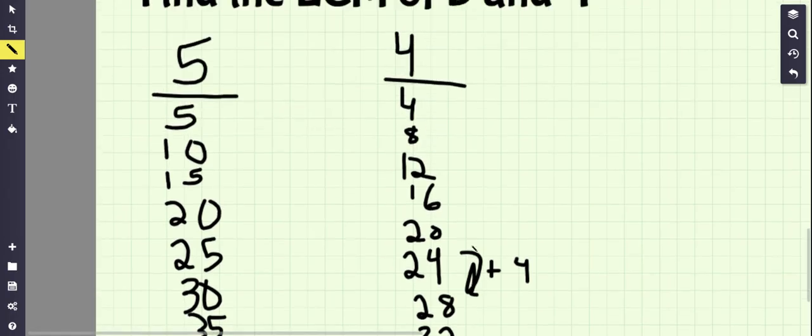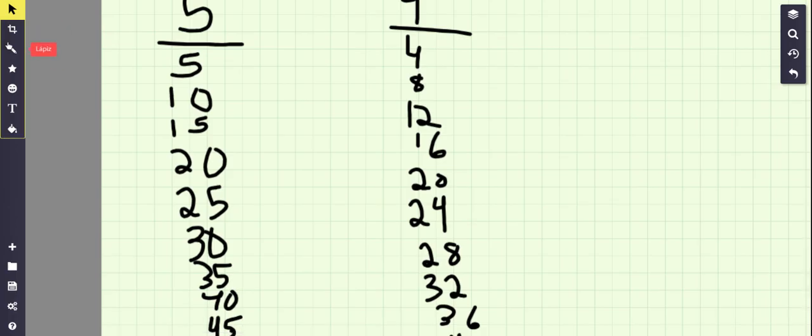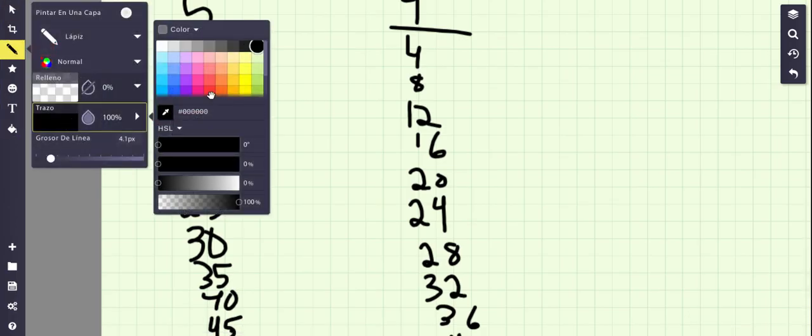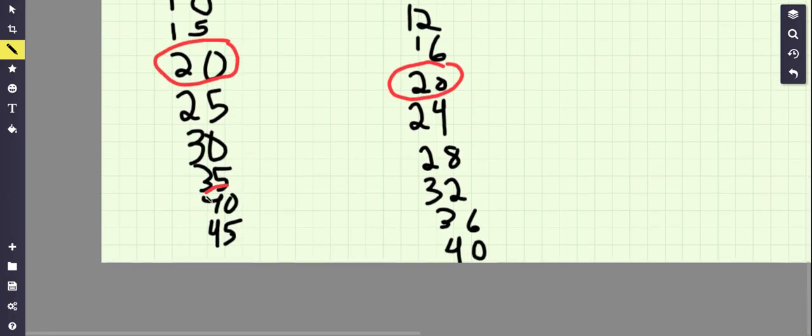Since we listed all our multiples, now let's find the common multiples. Just like the last one, we always have to find our common multiples. Remember, a common multiple is the same multiple that appears in two numbers. I see that one multiple that's common is 20. I see that another common multiple is 40.